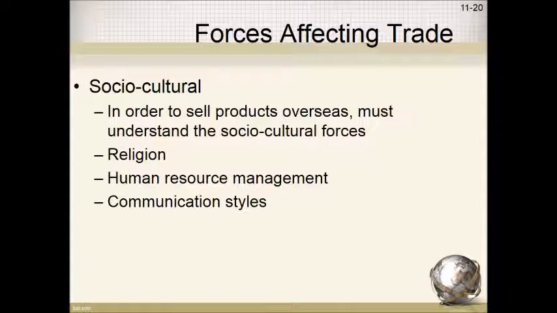And this brings up the idea of the business environment that you're going to be operating in the foreign market. You have issues in the foreign market such as socio-cultural. In order to be effective at selling products or services overseas, a business person must understand these factors: religion, how people communicate, human resource management, generally just speaking, the way that people do business with each other, how the country looks at life and what it values.